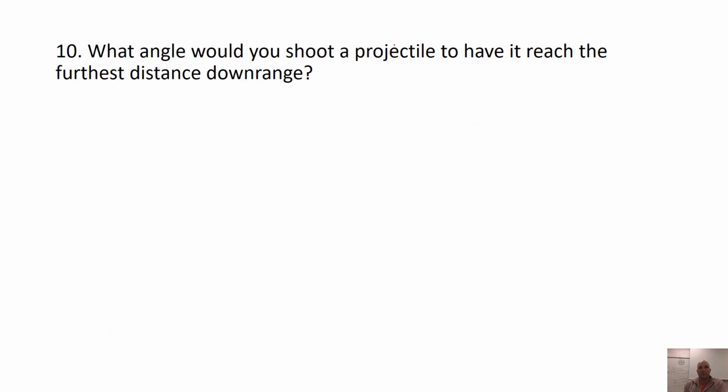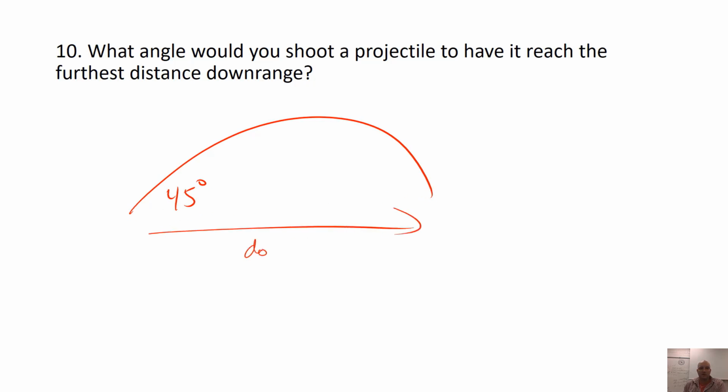Okay, which angle would you shoot a projectile to reach the furthest distance downrange? That's just something to memorize, 45 degrees. Shoot something at 45 degrees, it's going to get as far downrange. And so that's going to be x. Furthest downrange at that 45 degrees.